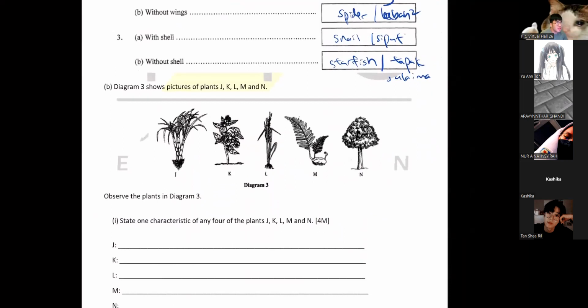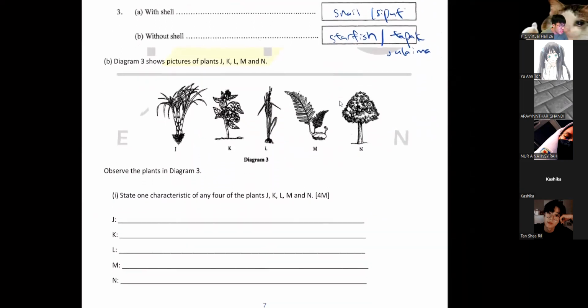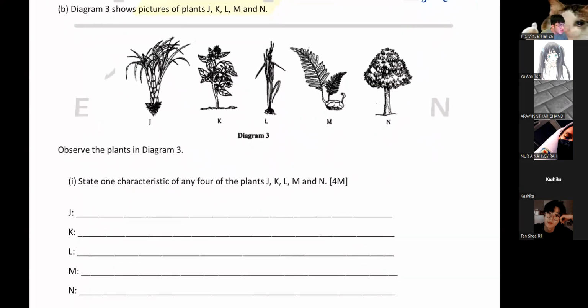Okay, anyway, so let's look at the plant diagram, the plant state 1 characteristic. Okay, try not to repeat your characteristics. Okay, so the first one, what I see is the leaf. You can say they are parallel vein. Okay, parallel vein. Urat selari. You can even say that they have, you know, fibrous root. This one also can. Fibrous also can. Just make sure later you don't repeat lah. Okay, so the next one, this is your bunga raya. Okay, this is network vein. Okay, urat jejala.